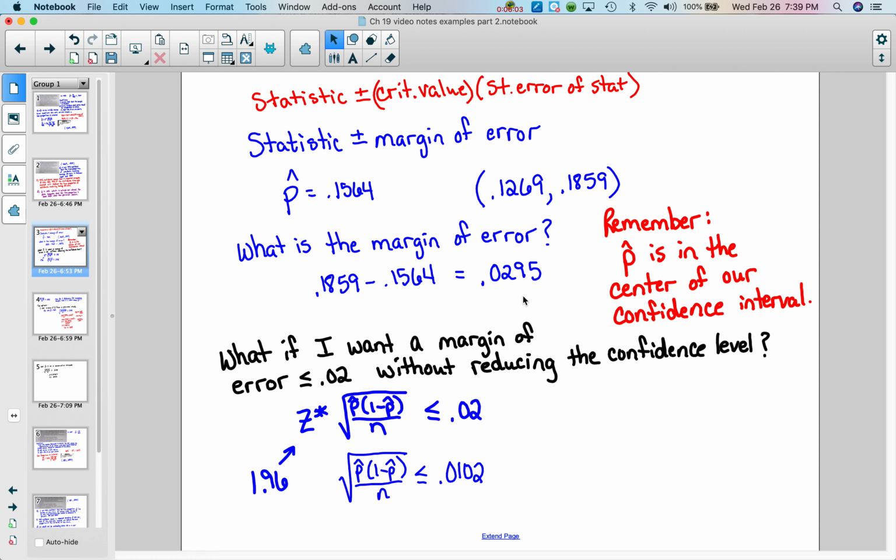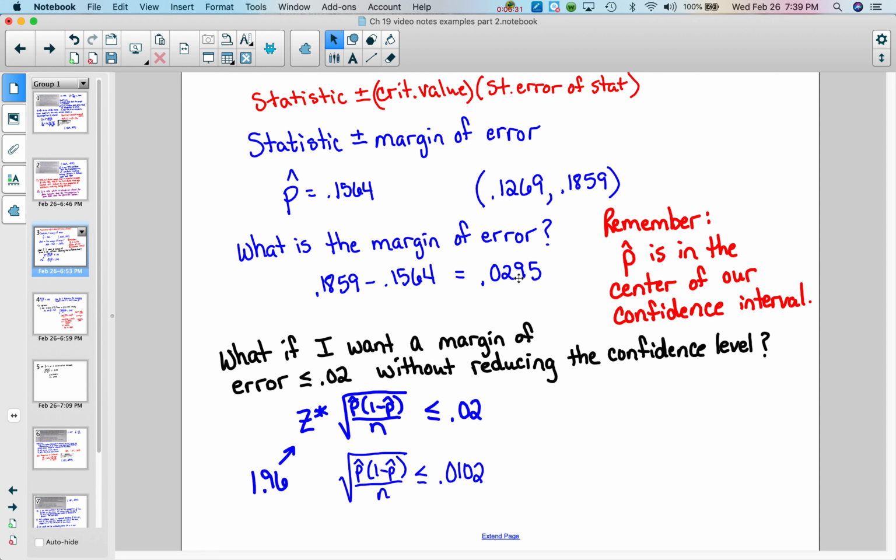Keep in mind that the p hat is right in the center of our confidence interval. We built this confidence interval around p hat. So p hat is in the center of the interval, and that's always true for every confidence interval you do for one proportion z intervals. So then our margin of error is just the distance between p hat and one of the endpoints. I could also take 0.1564 and subtract 0.1269. That's the margin of error.